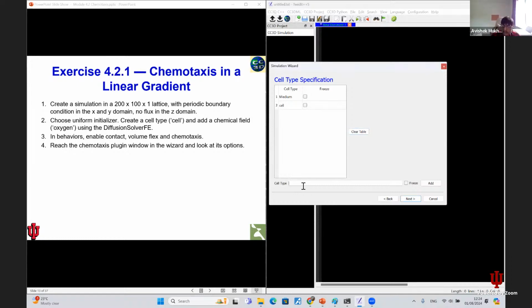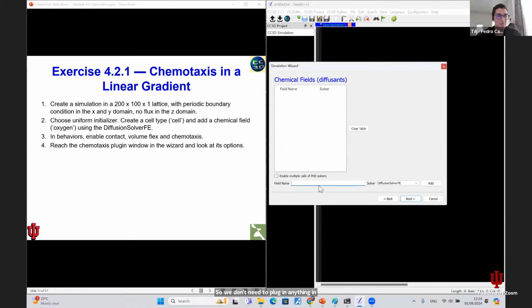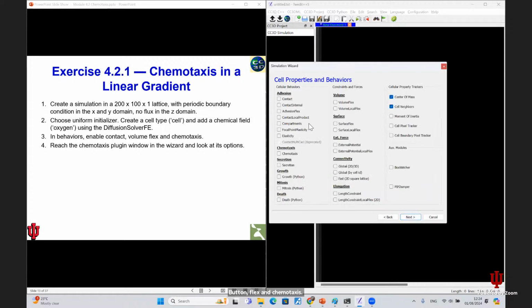So we don't need to plug in anything in the cell properties and behaviors window? You do. Point 3 in behaviors, enable contact, volume flags, and chemotaxis. And how about the center of mass and cell neighbors? We keep them ticked? Yes, keep them. Great, thank you.